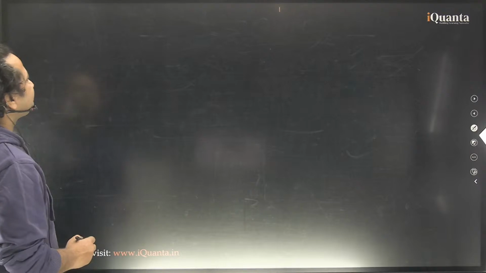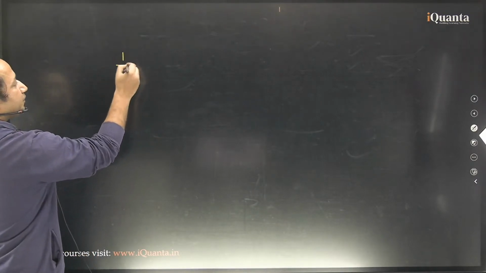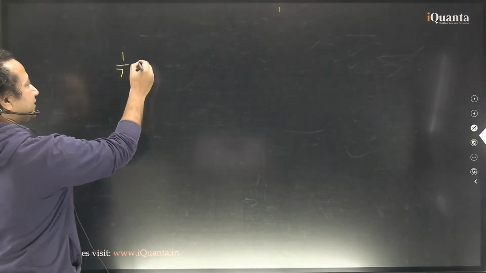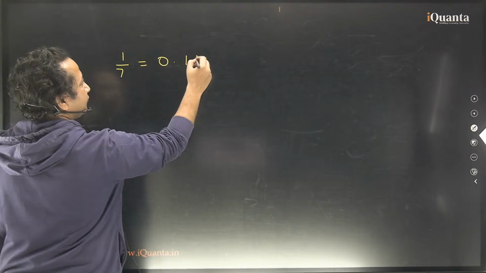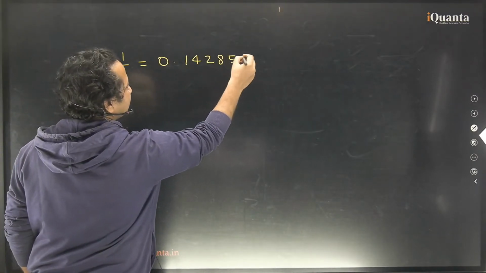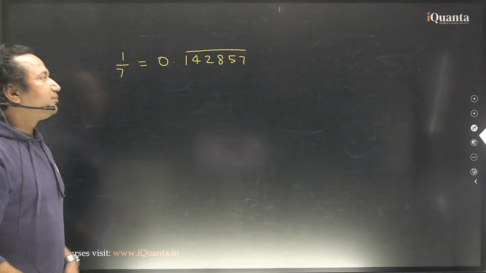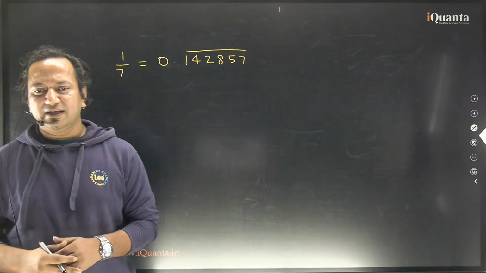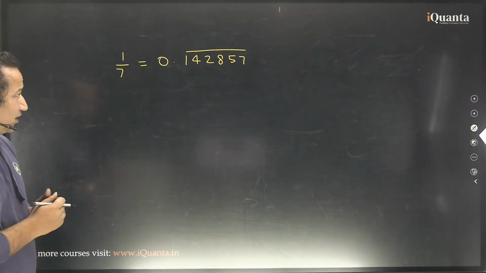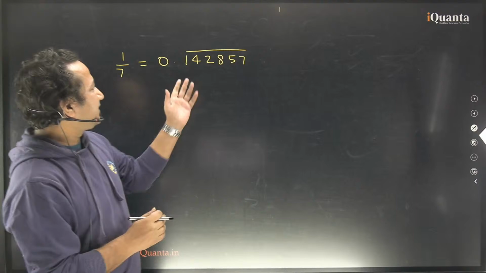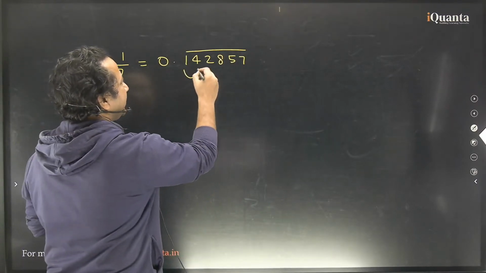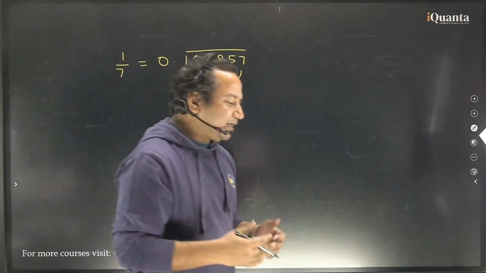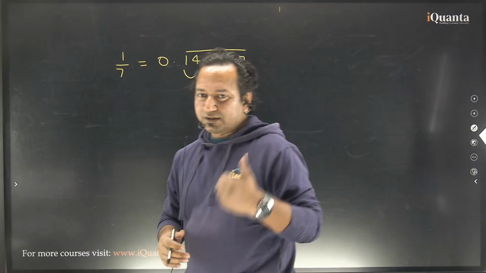The next shortcut. The value of 1 by 7 is equal to 0.142857 with a bar over it. Now, what does a bar mean? That means it gets repeated: 142857, 142857, and so on. So whenever you see these 6 digits, 142857 in any order, that means it will be somehow connected to the number 7.